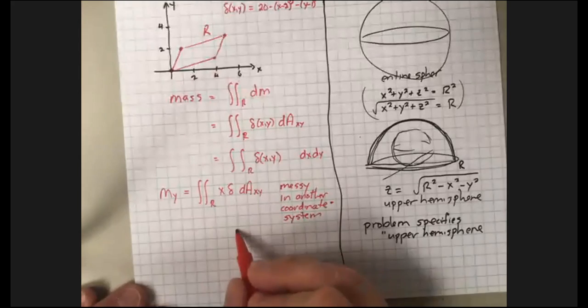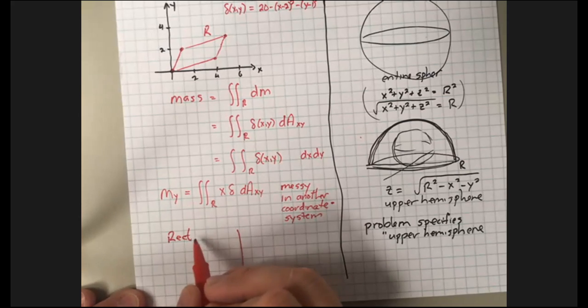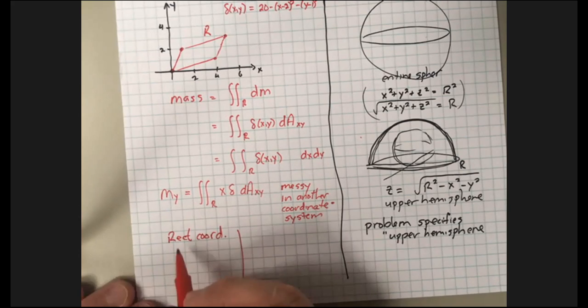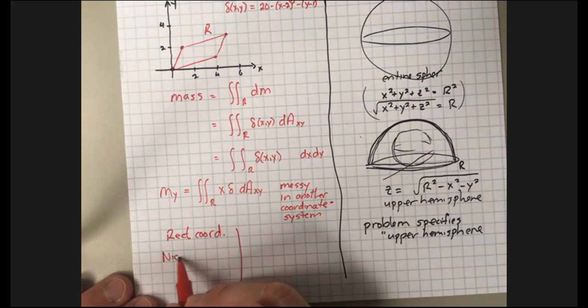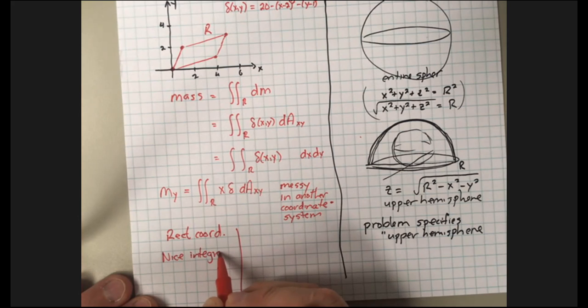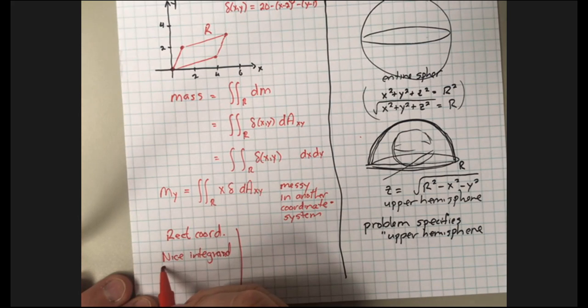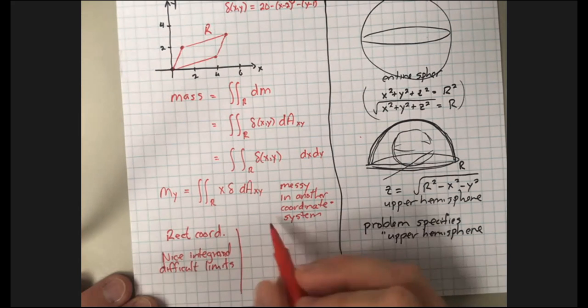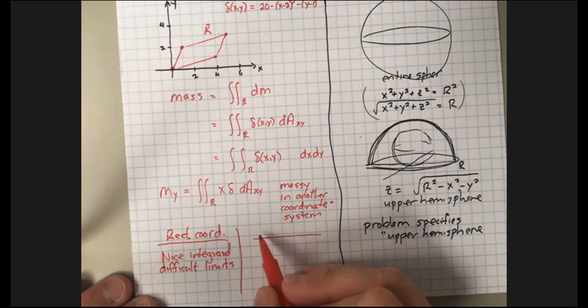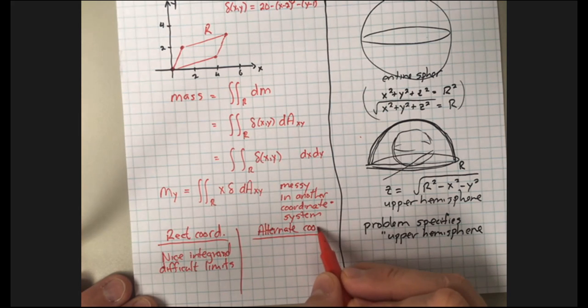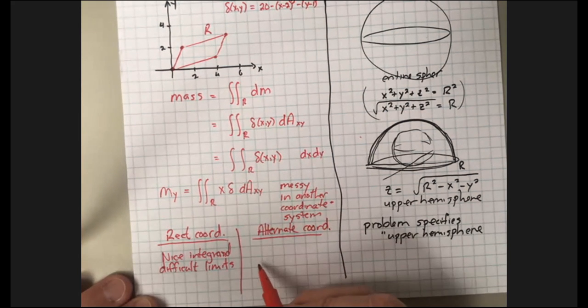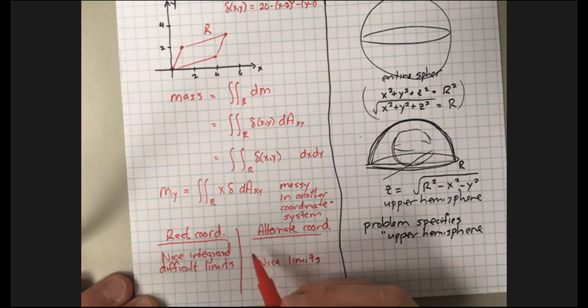So in this problem, in rectangular coordinates, I have a nice integrand. Difficult limits. But if I switch to another coordinate system, let's say alternate coordinates, I may have simplified the limits, but I may have an awkward or a difficult integrand.